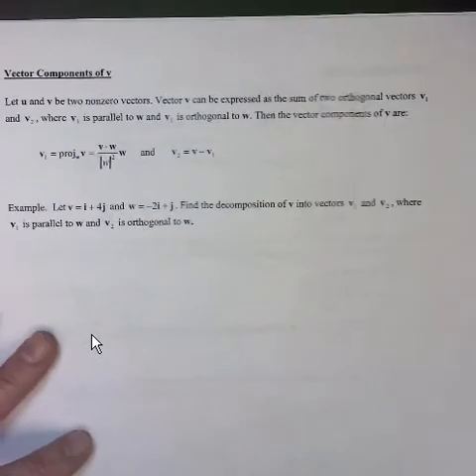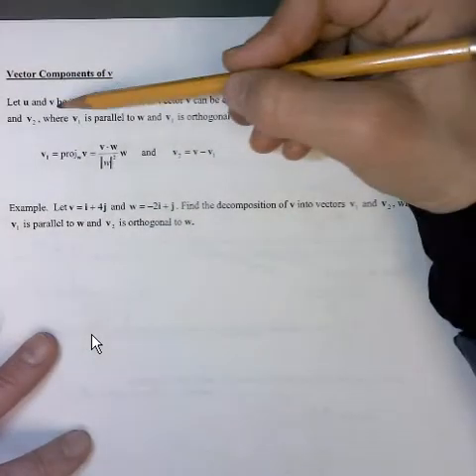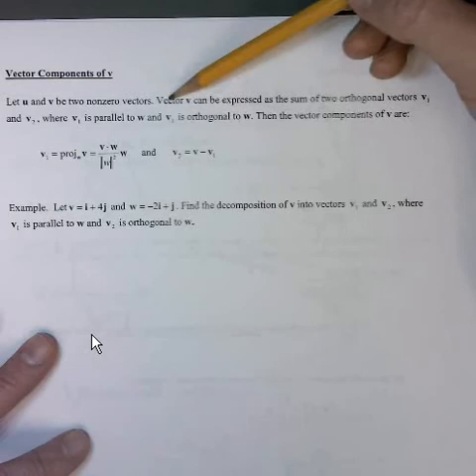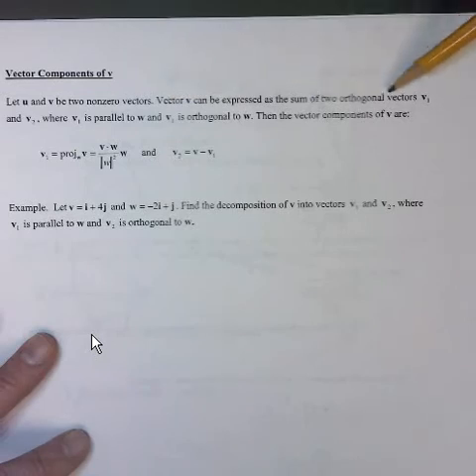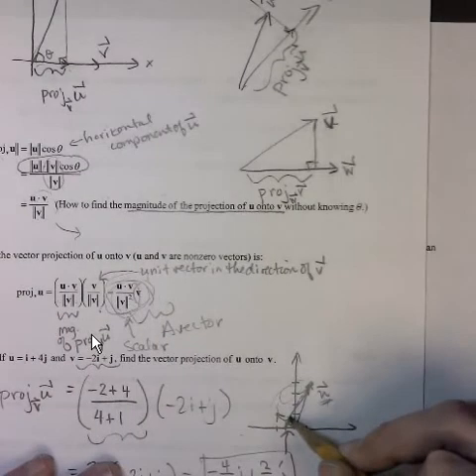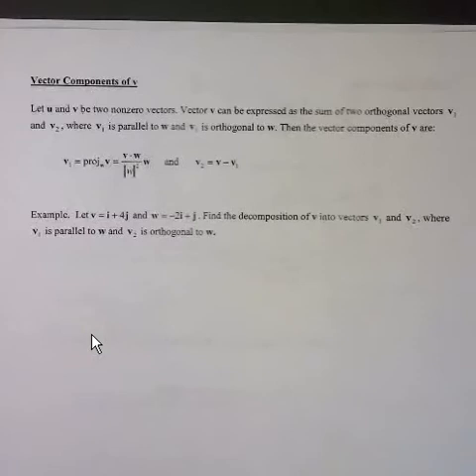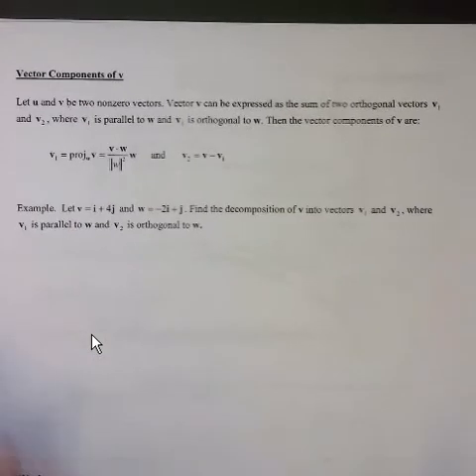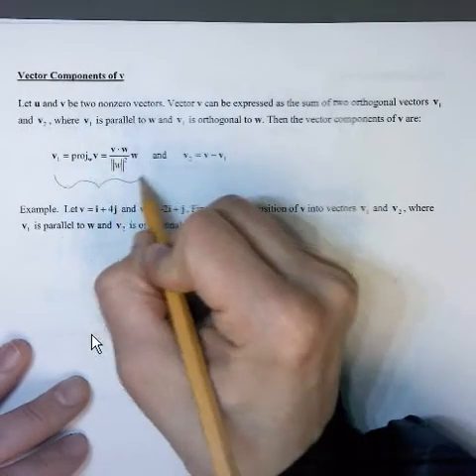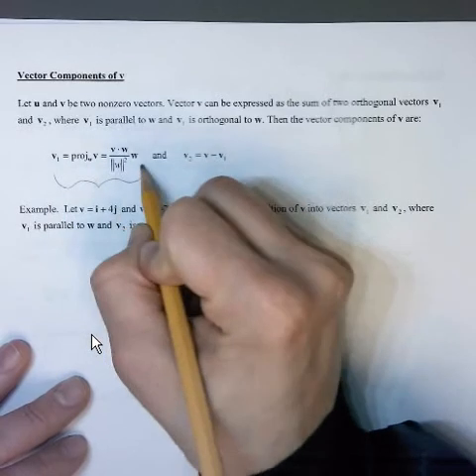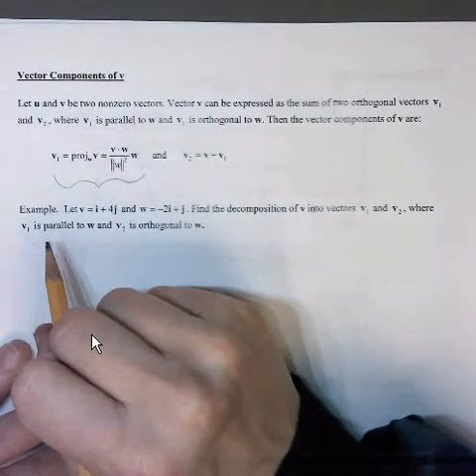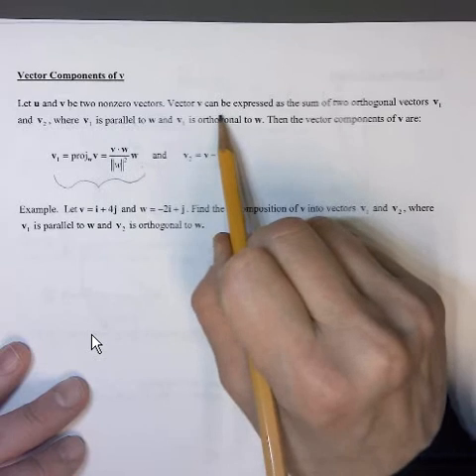So we have two non-zero vectors. Vector v can be expressed as the sum of two orthogonal vectors. Notice in my diagram, these are at a right angle. That's why they're orthogonal. The first one's going to be the projection vector. The second one we're going to find using subtraction. That's what I did, right? I said the first one's going to be the projection.